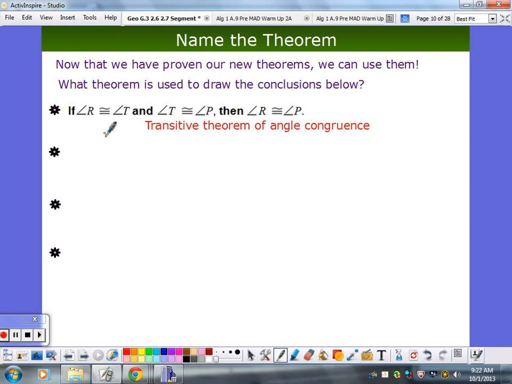I do the same thing you do. I tend to say property because I'm used to it, but this is actually a theorem now. It's the transitive theorem of angle congruence. It's a lot of words. But now I'm not saying property so much anymore because it's a theorem. We've proven it. How about if segment NK is congruent to BD, then segment BD is congruent to NK. Isha, who says I can say that?